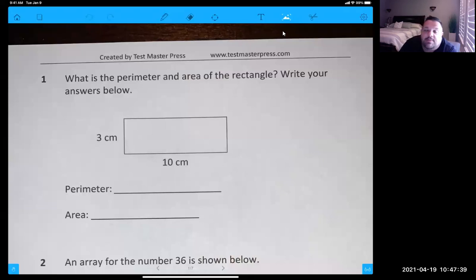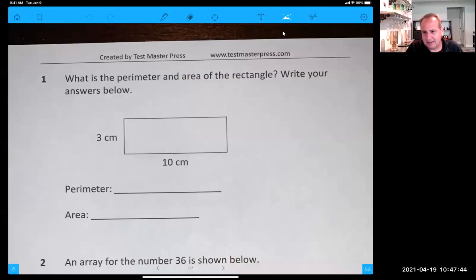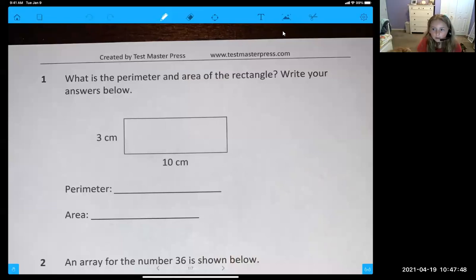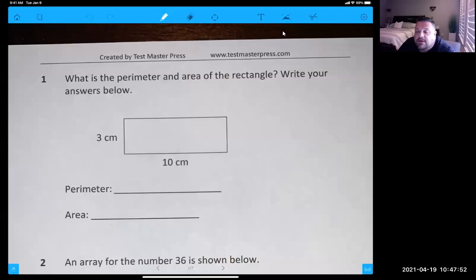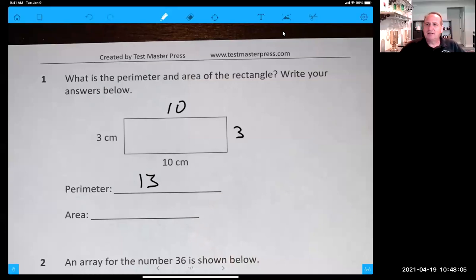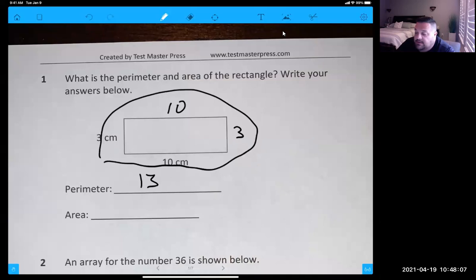Okay, everybody, let's talk about number 1. Who can tell me what to do? Come on, anybody, start talking. How do you find perimeter? You add. Add what? The 10 and the 3. That's it? Well, there's another 10 up here, and then there's another 3 on the other side of the rectangle. So we don't add the 10 and the 3, we add up what? All the sides, right? Yes.